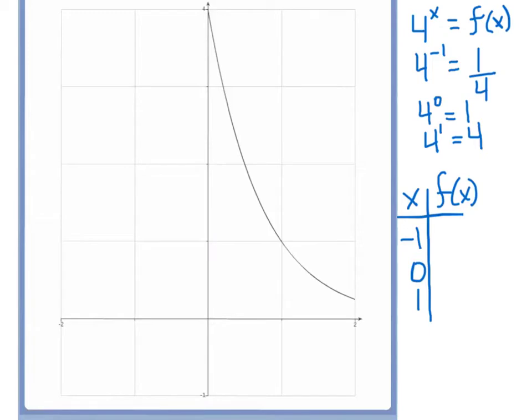Now we've got 3 points, and we know the general shape of our exponential function, so we should be able to graph this one. If I go over here to -1 and a fourth, that's about here, and I've got 0, 1, and I'll plot that point here, and then I have 1, 4, and I'll plot that point up here. And I'll sketch out my exponential function.